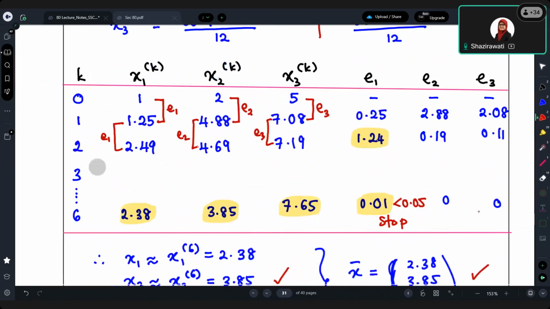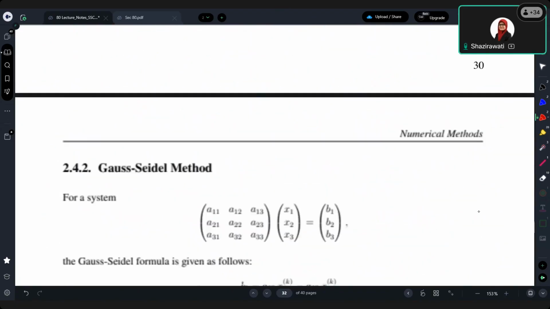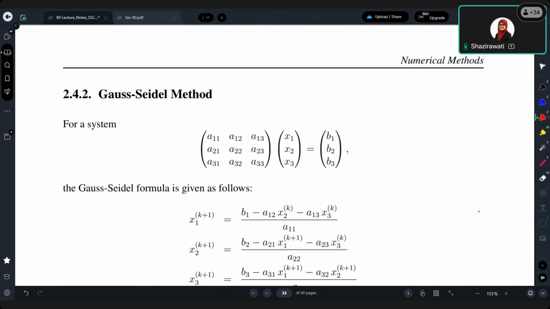Okay, kita ada satu lagi Gauss Seidel. Kita take 5 minutes break dulu, then we proceed with the last method in this chapter, Gauss Seidel. Okay, so please come back at 9:05. Okay, 9:05.